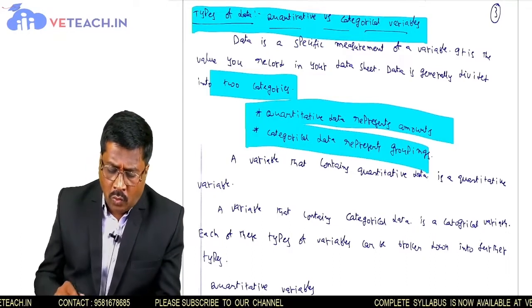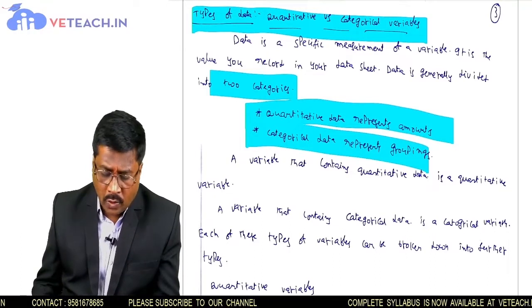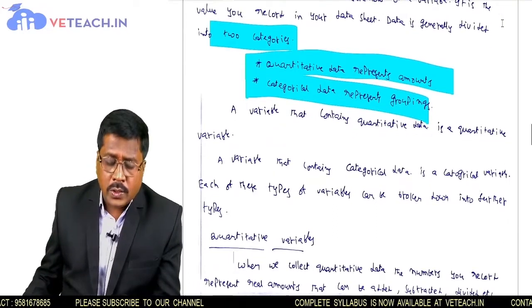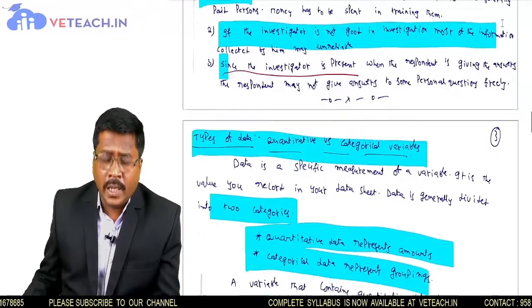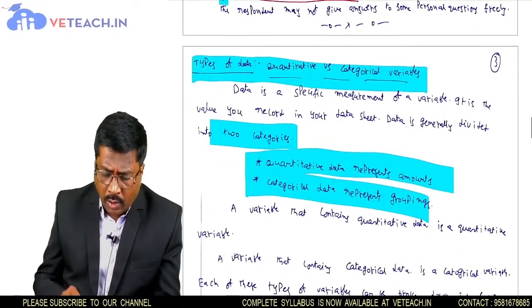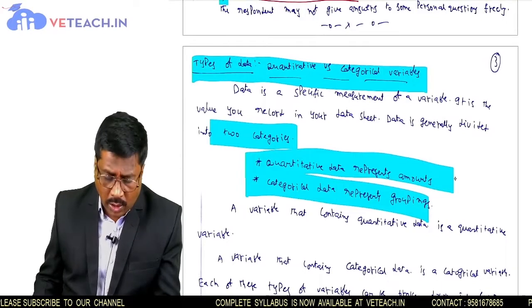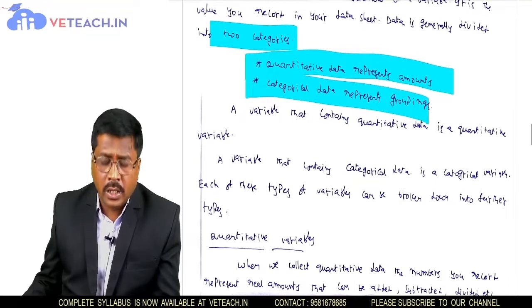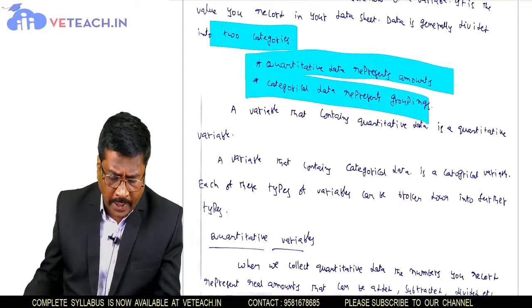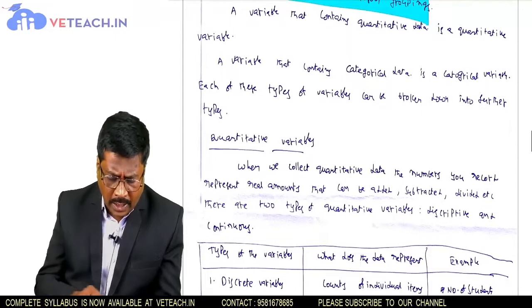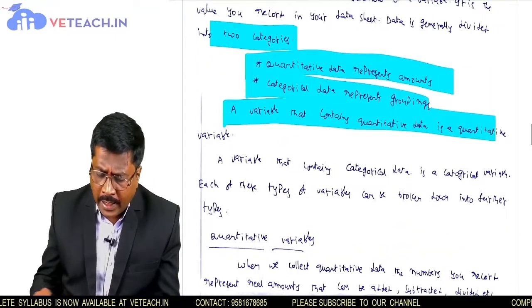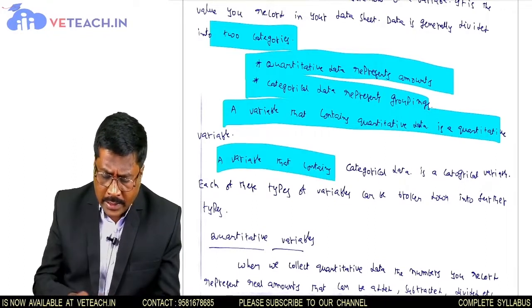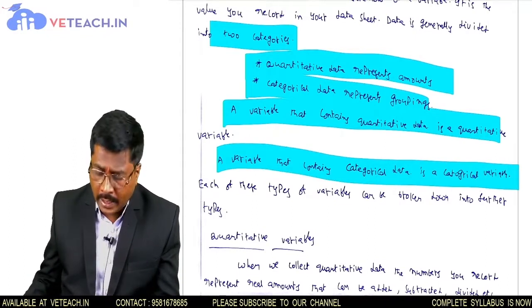One is quantitative data, which represents amounts, and the second one is categorical data, which represents grouping. Now the variable present in the quantitative data is called the quantitative variable, and the variable present in the categorical data is the categorical variable. So again, a variable that contains quantitative data is called a quantitative variable, and a variable that contains categorical data is a categorical variable.